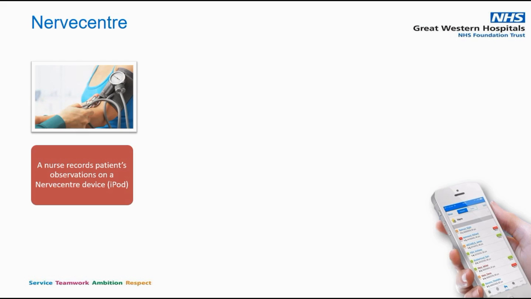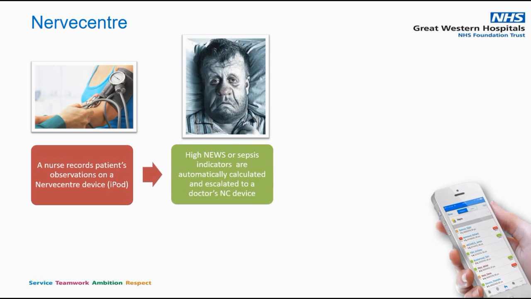Nerve Centre has various rules behind the scenes, and it can calculate the patient's NEWS score and whether they're showing any signs of sepsis. So these are automatically calculated, and then you can look at the alerts that are generated and decide whether you wish to alert a doctor to the patient's condition.